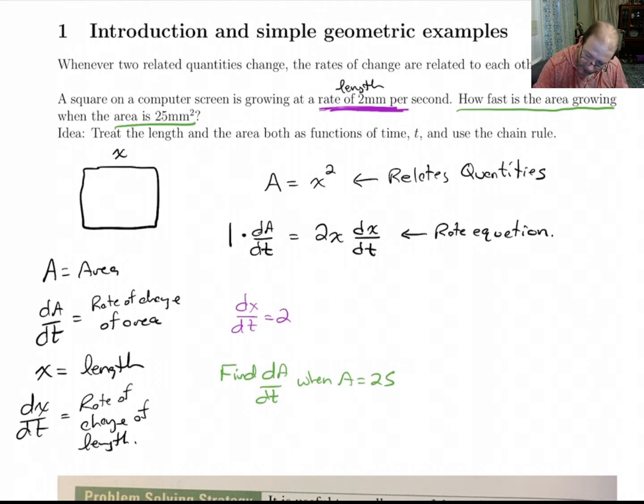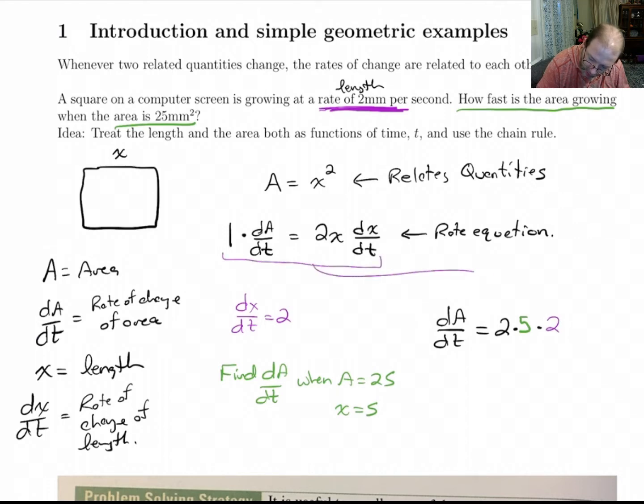Let's see, so dA/dt is equal to 2 times x times dx/dt. When A is 25, if the area is 25, then x is 5. So this is a 5. And then dx/dt is 2. So all I'm doing is taking this equation and plugging stuff into it.